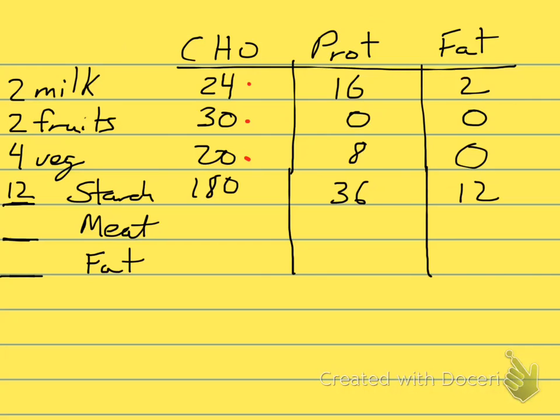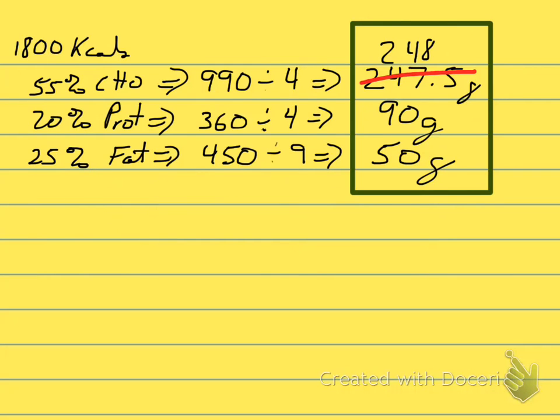Okay, so now we need to work with our meat exchanges. So in our meat exchanges, now we've already got accounted for protein, 16 grams from the milk, 8 grams from the vegetables, and 36 grams coming from those 12 starch exchanges that we just added. So when I take those three and add them together, I end up with 60 grams of protein. And then just to go back as a reminder, our target was 90, right?